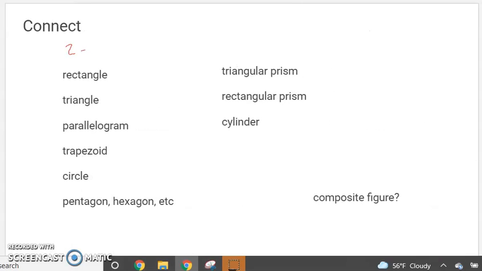When we talk about 2D figures, we talk about things like rectangles, triangles, parallelograms, trapezoids, circles, pentagon, hexagon, all that. All of these things have their own name that shows what they are, and since they're 2D figures, their inside calculation is called their area. We've dealt a lot with that. And then 3D figures, we've looked at triangular prisms, rectangular prisms, and cylinders in particular. And 3D figures, which we're going to be back at today, their interior calculation is called a volume.